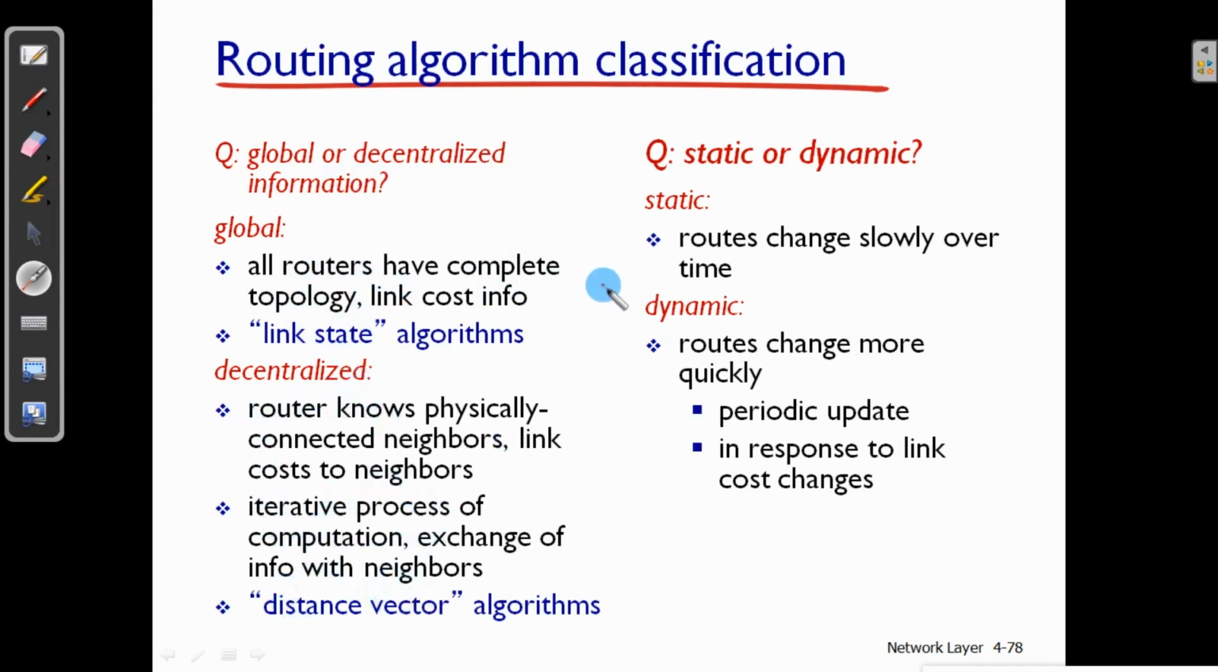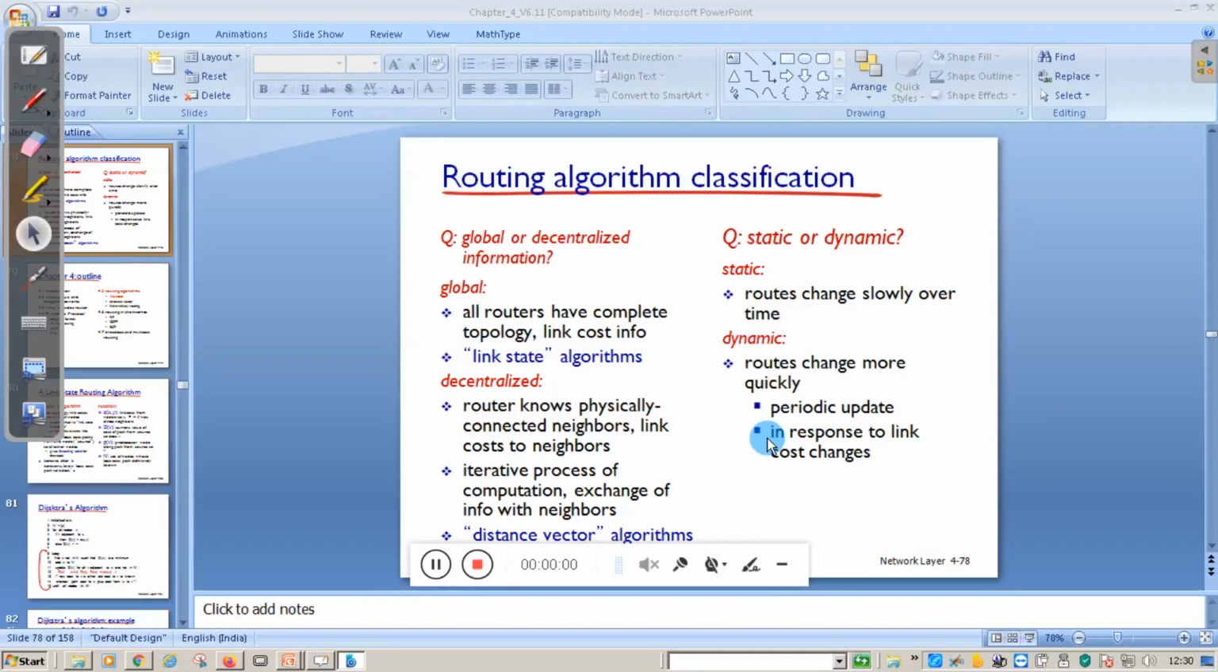The other way of classification is static or dynamic. So we just saw the different classifications of routing algorithms. In that we discussed global and decentralized, and I told you what global and decentralized mean. The other way of classifying routing algorithms is static or dynamic. So what is static?